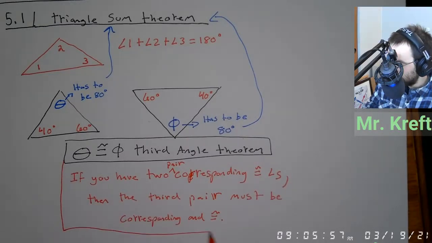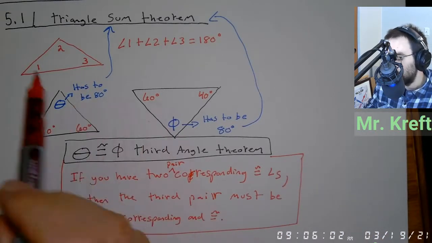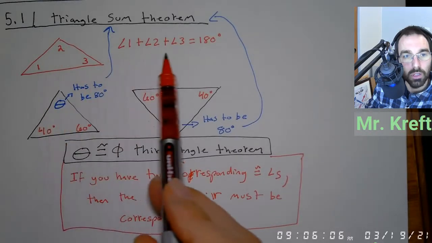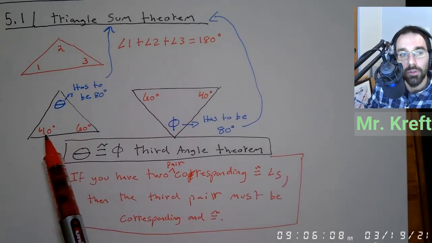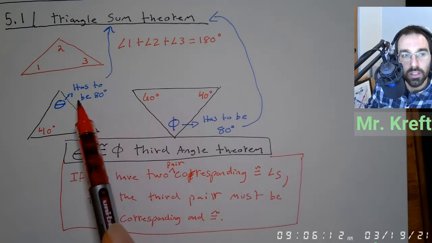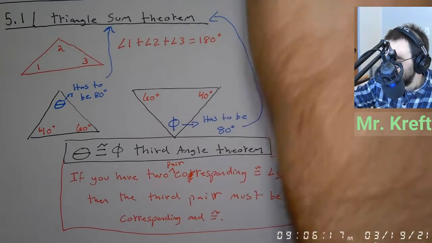So you guys are going to need this. We're going to be using this as the year rolls on, okay? So using triangle sum theorem, right? The idea that the angles in a triangle add up to 180, but also if you note, if you have two pair of congruent corresponding angles, the third pair also has to be congruent, okay?